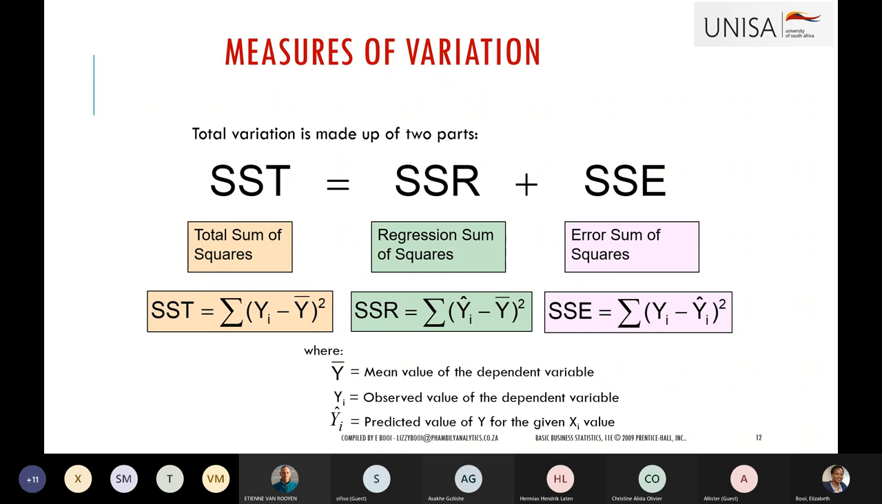is given by your SSR, which is the regression sum of squares, plus your error sum of squares, or sum of square errors, which we call the SSE. So in short, I'm not going to use the long names. SST is equal to SSE plus SSR.